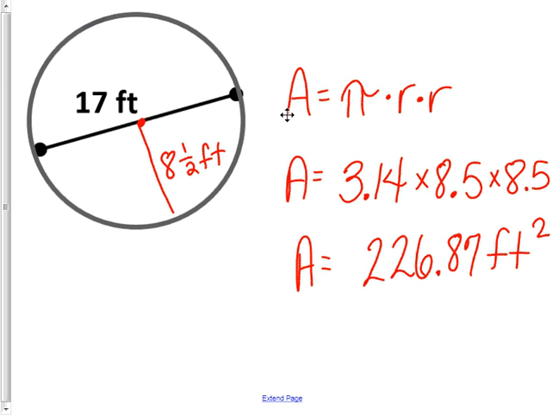So really the key here is just to make sure that you are using the radius, not the diameter, and make sure that you're actually doing radius times radius, not radius times 2, because often people will confuse radius squared with radius times 2. That would be incorrect.